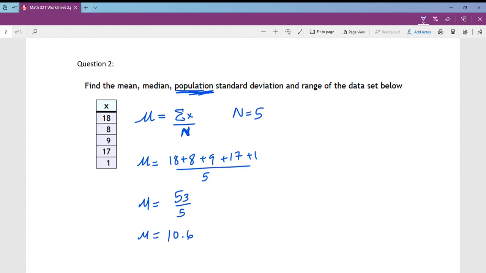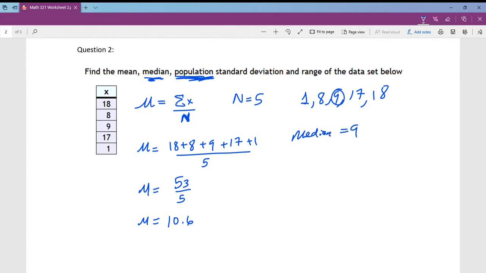And now we need to find the median. The median is, of course, the middle number. And I'll arrange it from smallest to biggest again. 1, 8, 9, 17, 18. The middle number is just 9. The median is 9.